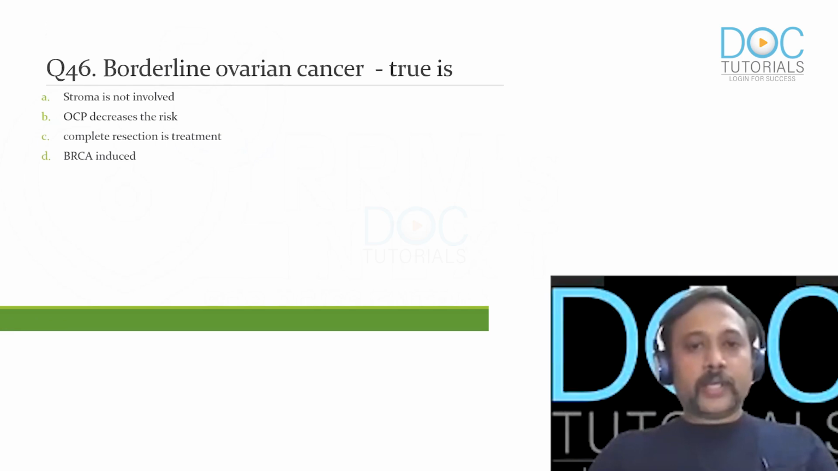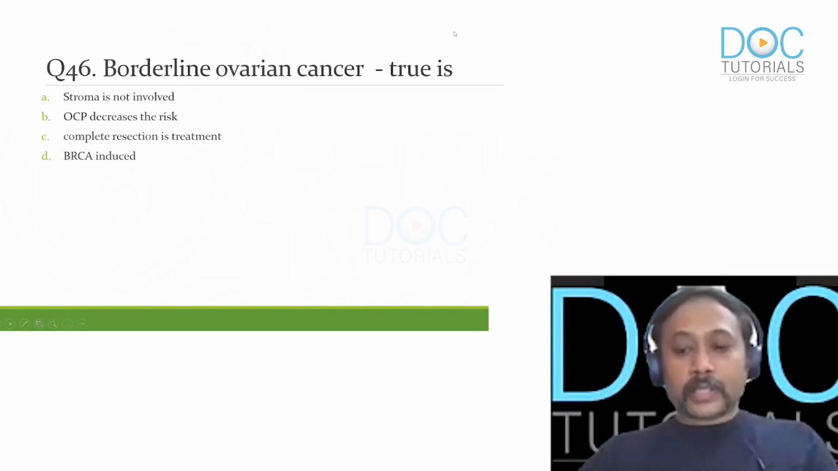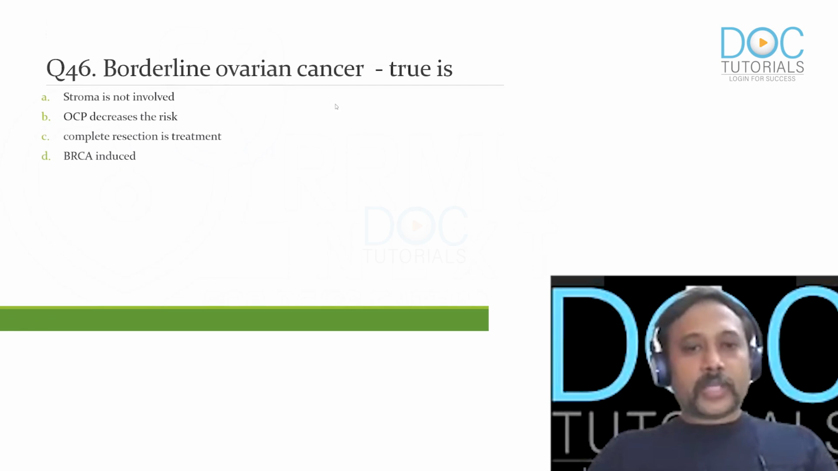It is dependent on whether you have other areas of involvement or not. That is going to determine whether you have a borderline ovarian tumor or an invasive classical ovarian carcinoma. It is not based on whether stromal invasion is present or not. Stroma is always involved. So this statement is clearly wrong. Stroma is not involved is a wrong statement.